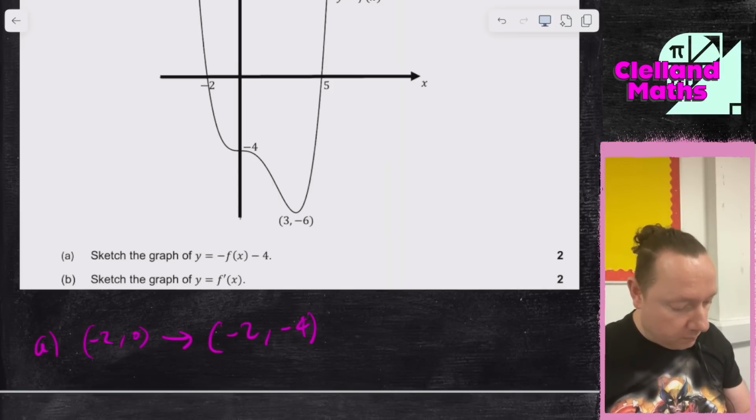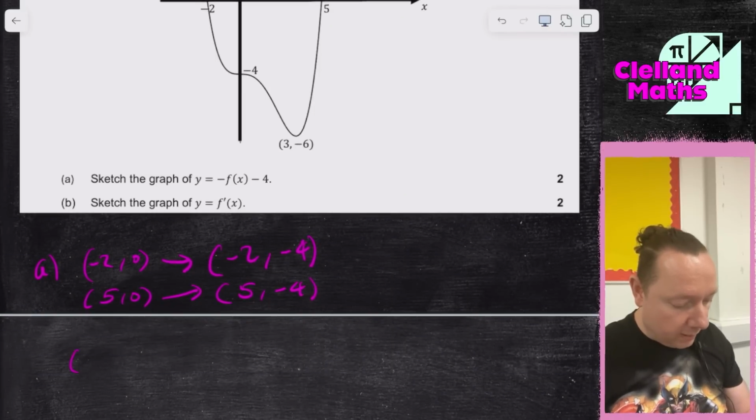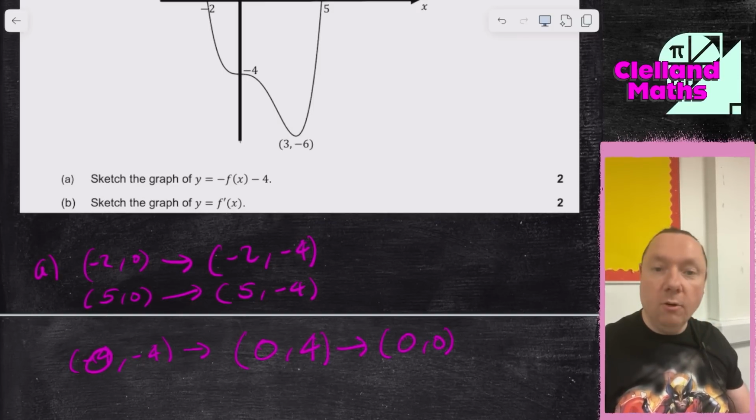The next point you come to is also on the axis, which is (5, 0). So it stays on 5, but then it goes down to minus 4. And then we've got the point of inflection, which is (0, minus 4), sorry. So if I flip upside down, I'm still going to be on 0 along, but suddenly I'll be up at 4. But then I need to go down by 4, so I'll actually be on (0, 0).